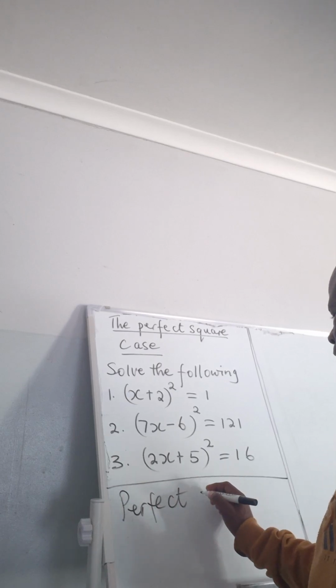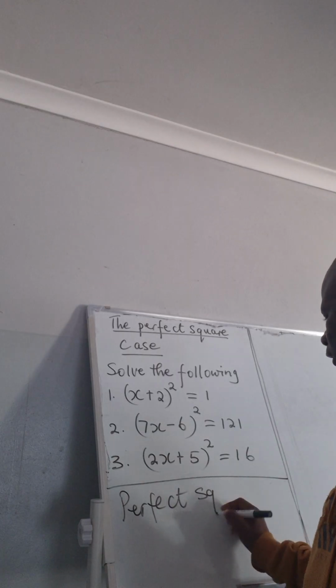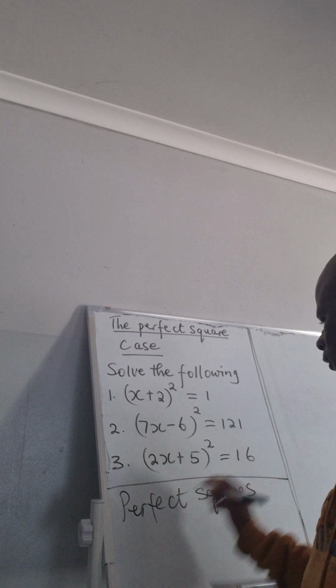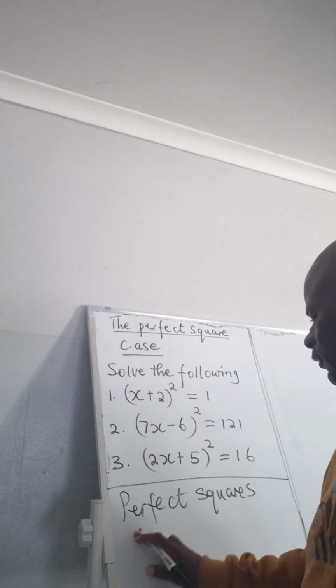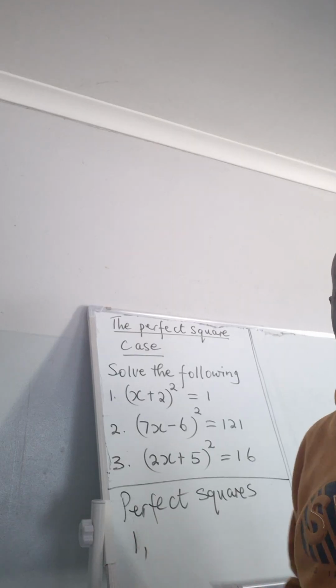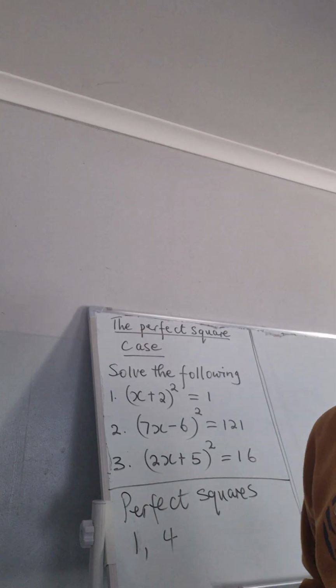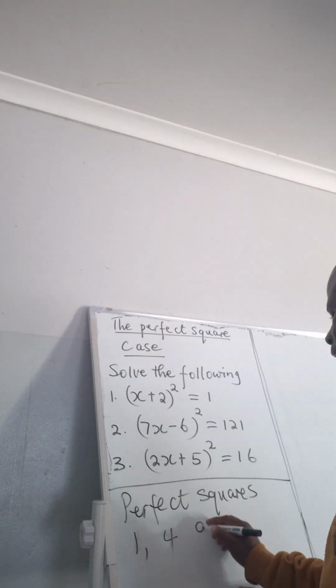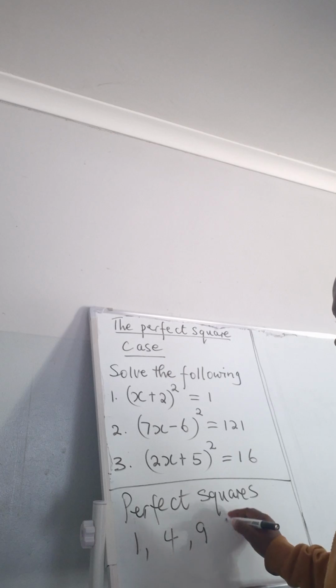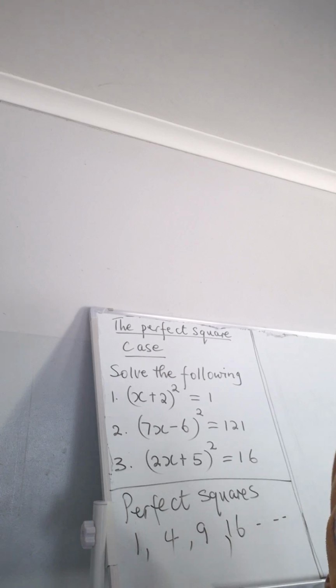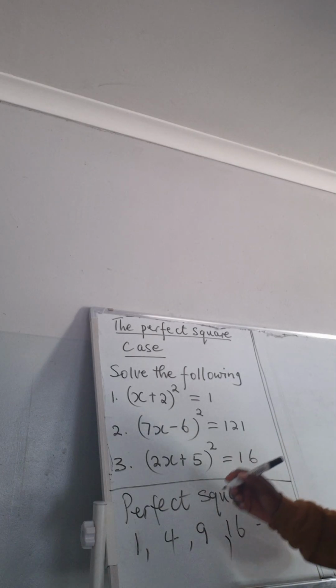Let me give an example of perfect squares. We have numbers like 1 is a perfect square, since the square root of 1 is 1. Then 4 is a perfect square. 9 is a perfect square. 16 and so on.